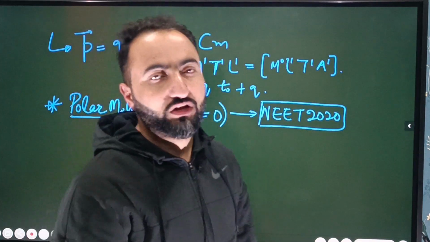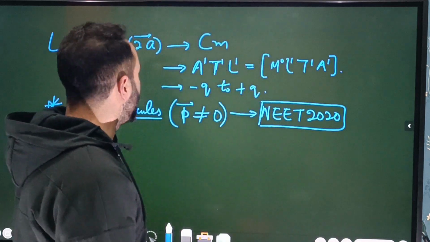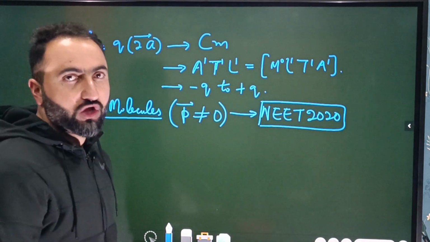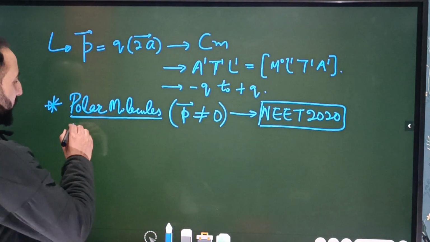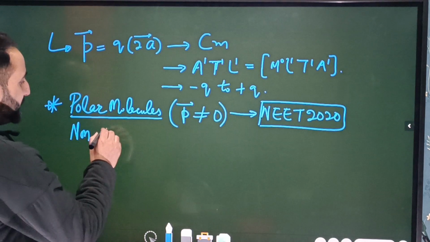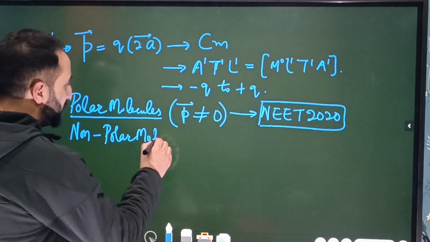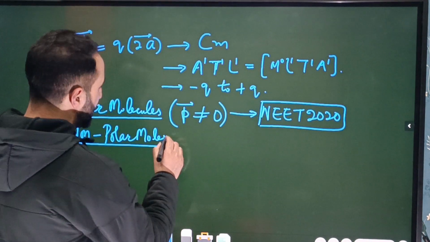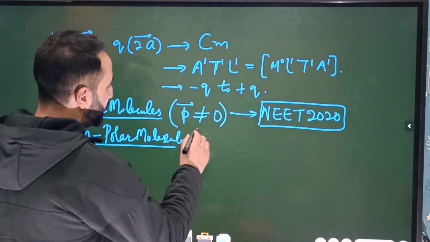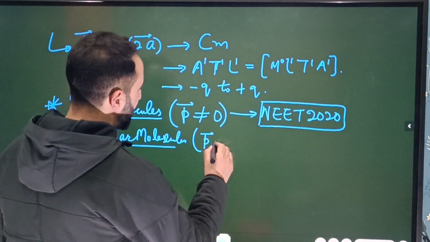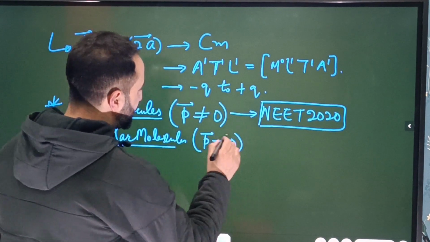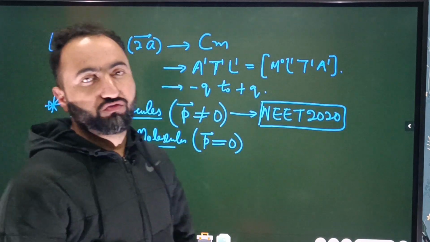Polar molecules are those whose net dipole moment is not equal to zero. Then what about non-polar molecules? How do we define non-polar molecules? Non-polar molecules are those molecules for which the dipole moment is equal to zero. So they are non-polar. For which the dipole moment is equal to zero, they are called non-polar molecules.